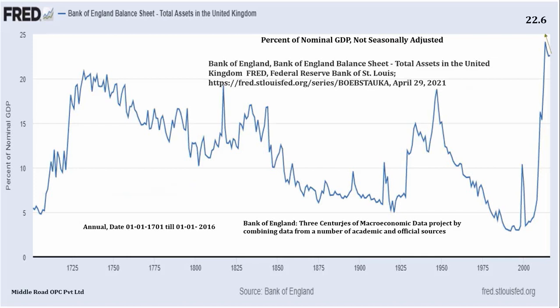This is another graph which I use. It's the total asset size as a percentage of nominal GDP of the United Kingdom. It's Bank of England. This is another very prestigious bank and also one of the oldest central banks in the world. Very good database. You could go back three centuries. They've taken our macroeconomic data, and I think this is a fabulous achievement on the part of Bank of England.